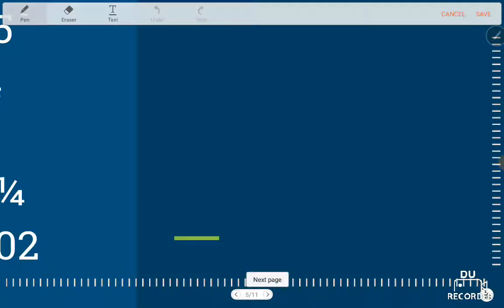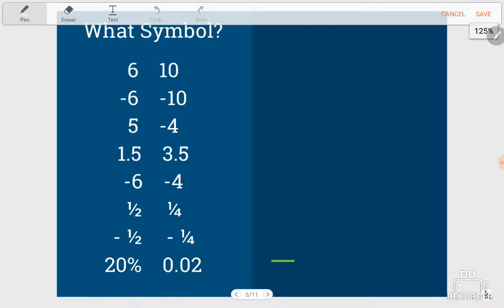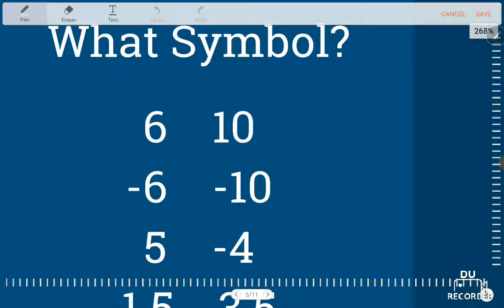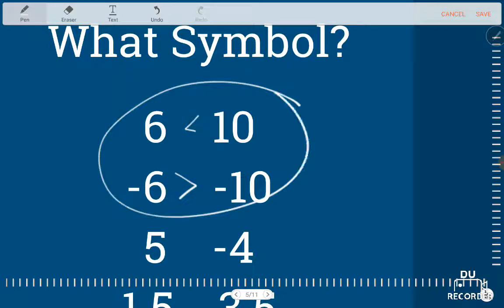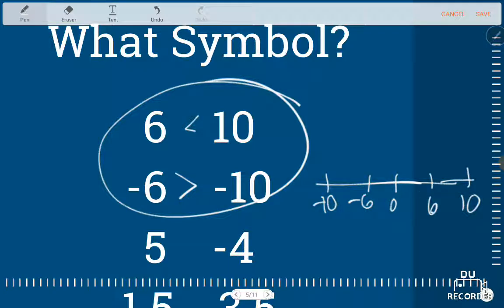And moving on to the next slide. What symbol goes between these? Again, just some practice. -6 greater than. Look at that interesting little switchy quality, right? There's something opposite about it. 6 is less than 10, but -6 is bigger than -10, right? Because -10 is way down here. -6, 0. It's almost like a reflection.